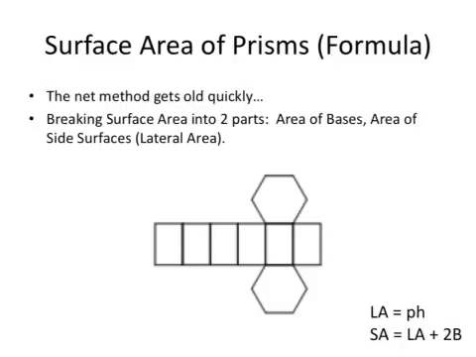So that net method gets old pretty quickly. So if we break our surface area into two parts, we have the area of our bases and the area of our side surfaces, and we see a little bit easier formula develops. Because if I think about it, since each one of these side segments corresponds to another side segment, right?